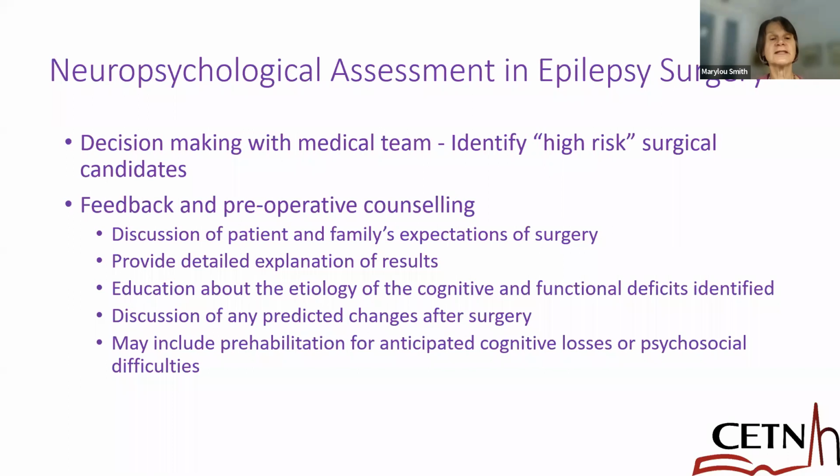It's important in the feedback to discuss any predicted changes after surgery. Some people also include what's called prehabilitation for anticipated cognitive losses or psychosocial difficulties. You may be familiar with the concept of rehabilitation, which is after the fact, after the injury. In prehabilitation, we're anticipating a loss, and we're working with the patient to try to provide strategies to offset or lessen the impact of those losses on the functional impairment that they incur as a result of surgery.